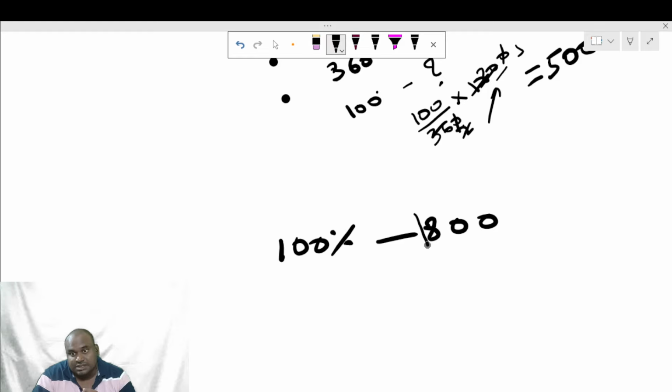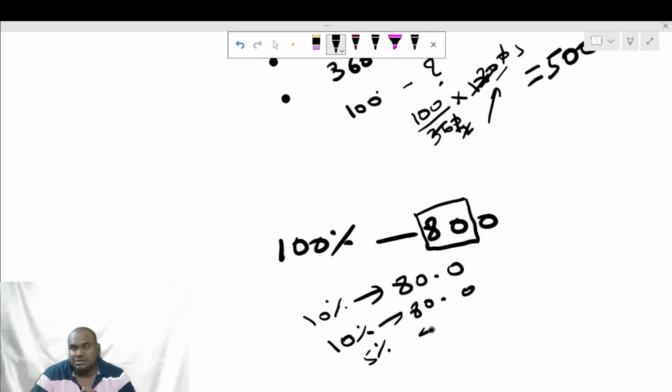Put point, leave one digit and put point one here. So 80.0 is 10%. 10% is 80.0. But do you need only 10%? Need 25. One more 10%. 80.0. 5%.